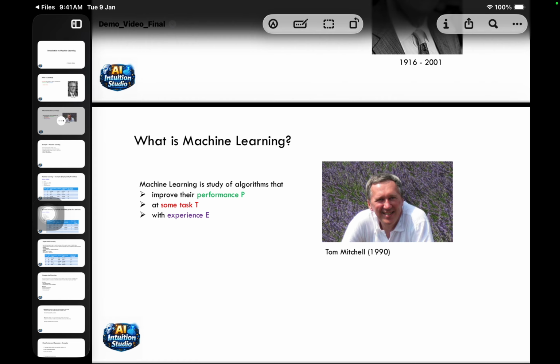Now how does YouTube know it's doing a good job, whether the machine learning algorithm which is running is good or not? It measures performance by checking things like: did you click the video? Did you watch it till the end? Did you stay longer on the platform? If these numbers improve, YouTube believes its recommendations are better. This improvement is measured as performance P.